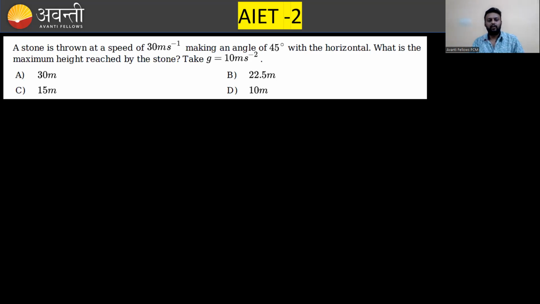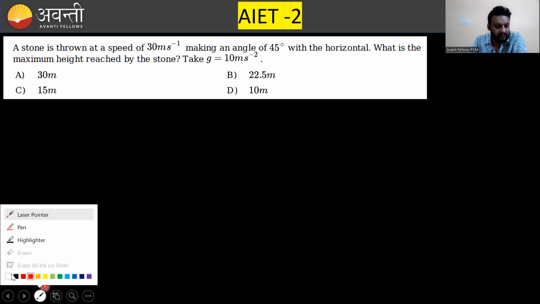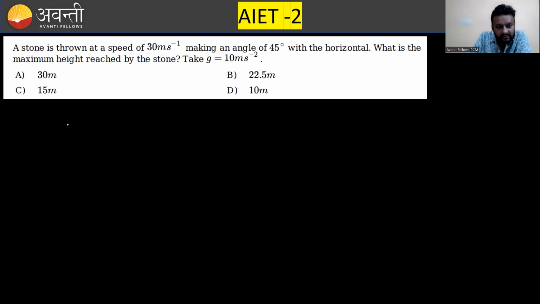Okay. The next question is, a stone is thrown at a speed of 30 meter per second, making an angle of 45 degree with the horizontal. What is the maximum height reached by the stone? Okay, so this is a basic question of projectile motion. You just want to calculate the maximum height of the projectile.